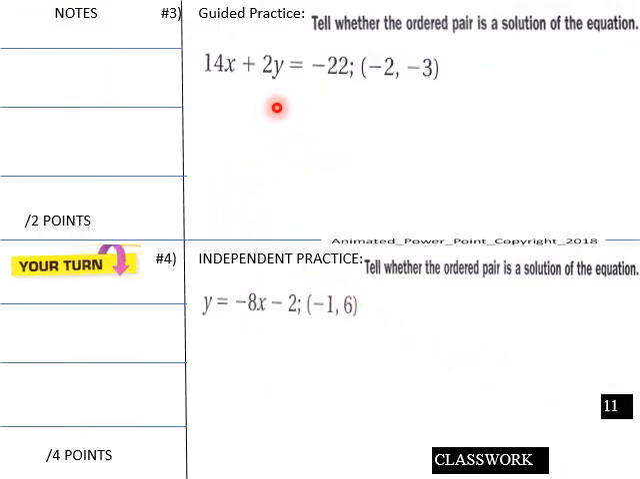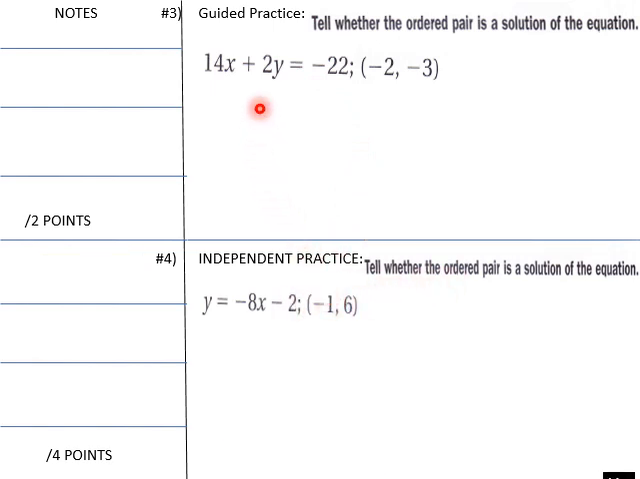Let's try one now in our guided practice up here. Tell whether the ordered pair is a solution of the equation. Here's our ordered pair. Is this part of the solution of this equation? And then down here, students, this one is yours. Let's do our guided up here: 14x plus 2y equals -22. We plug in (-2, -3), and we get -34. And -34 does not equal -22. Therefore, (-2, -3) is not a solution of 14x plus 2y equals -22. It's just that simple.